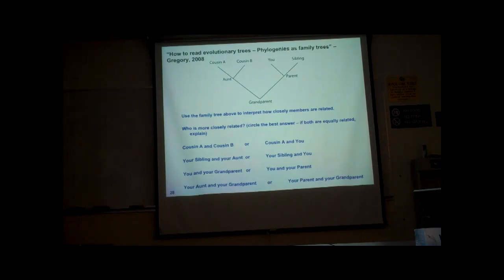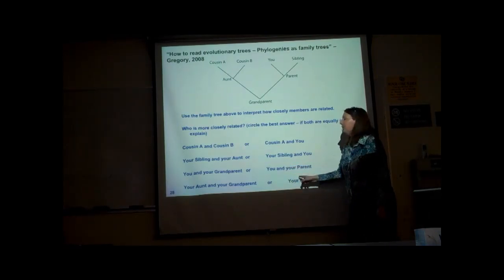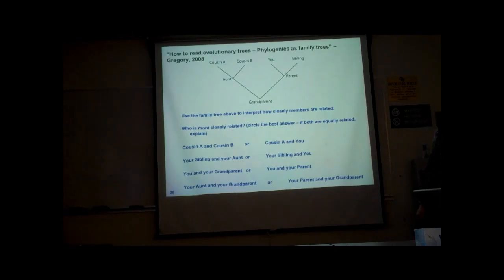How about this one? You and your grandparent, or you and your parent? Who's most closely related? You can use your background knowledge. It's your parent, right? So the further back you go, the nearest node, the nearest branching point is going to be your nearest ancestor, and you go further back. I mean, it sort of makes sense, right?